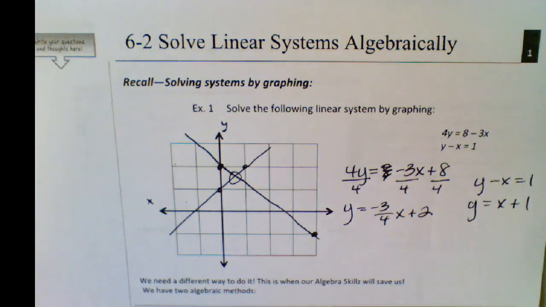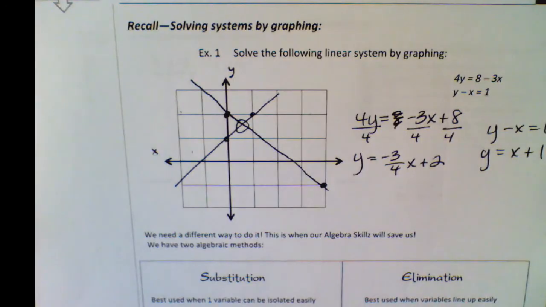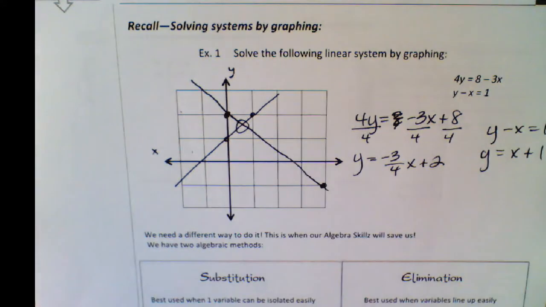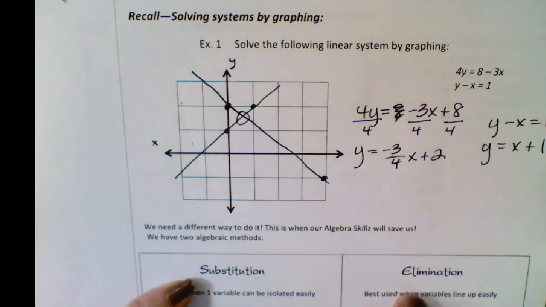So our solution is actually somewhere in the middle here. The problem with that is it's not very accurate. Our solution's out here in the middle somewhere, but not accurate. So graphing is great, and it definitely has its purposes, especially when we get into linear programming, but it is not the most accurate way to find a solution to a system. So that's when we need a different way to do it, and we're going to use our algebra skills to do that. So one is by substitution, one is by elimination.